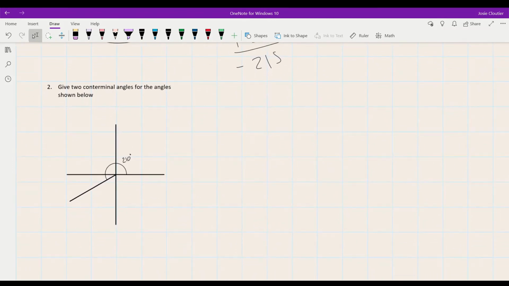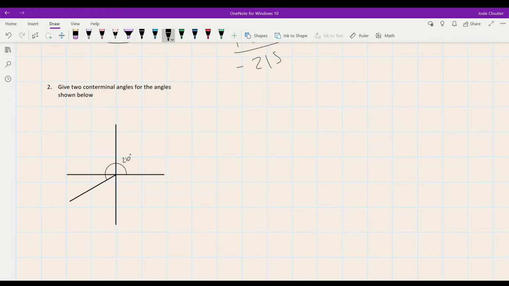Give the coterminal angles for the angles shown below. Here we are given the measurement for the angle is 210 degrees. And to find a coterminal angle, we either find the negative value of this angle, or we can add 360 to the angle. So we will do both.